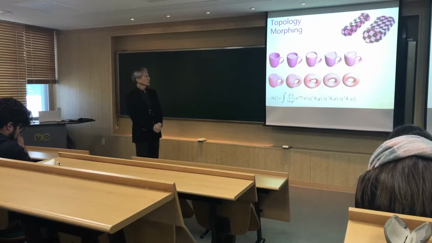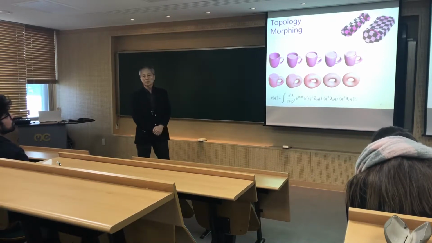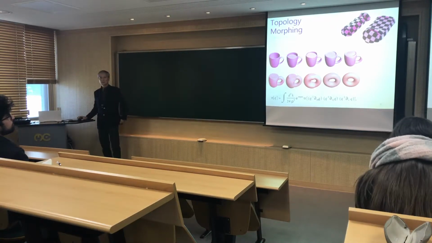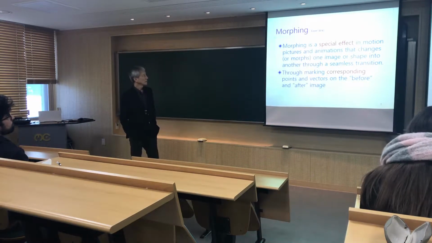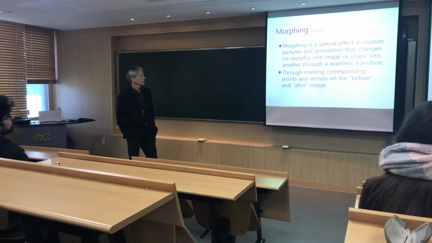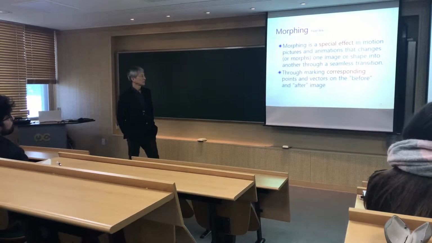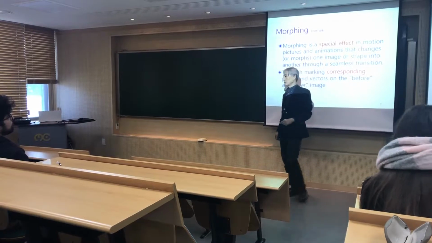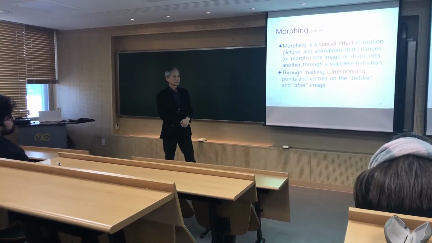And topology and morphing, you can think about, is it same topology or same geometry, or only change of geometry, or including topological changes? There are topics. So morphing from Wiki, morphing is a special effect in motion pictures, films, animations that changes one image or one shape. Image means usually 2D, and this is usually 3D shape, into another through a seamless transition.